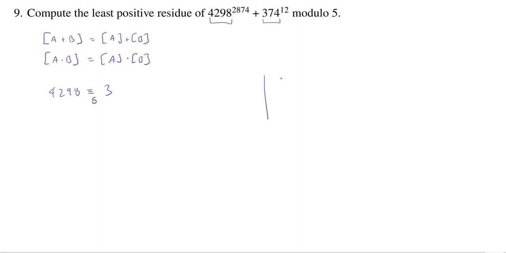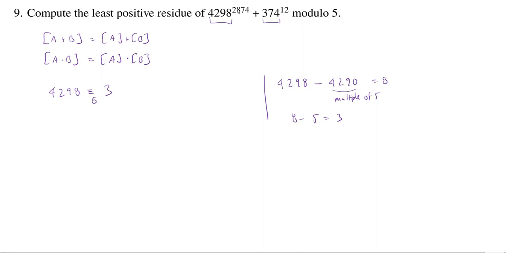All right. So the side calculation, right? 4,298 subtracting 4,290, which is a multiple of 5. Right? You can always subtract multiples of your modulus, is equal to 8, and 8 minus 5 is equal to 3. So that's where I got that.